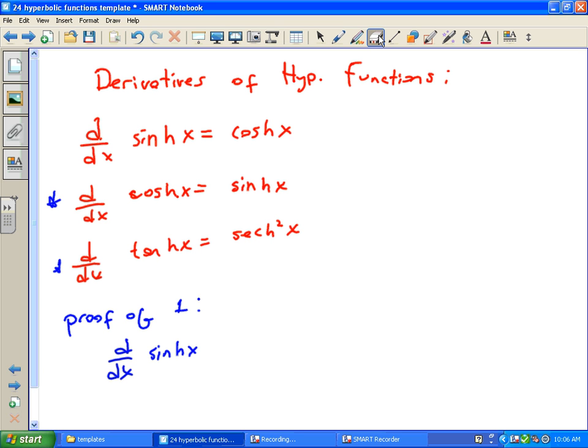And we're going to prove only one of them, because if you can prove one, you can prove all the other ones with the same technique. We're going to prove that the derivative of the hyperbolic sine function is the hyperbolic cosine function. Any thoughts about how we could start proving something like this? So I start with the left-hand side, the derivative of hyperbolic sine.